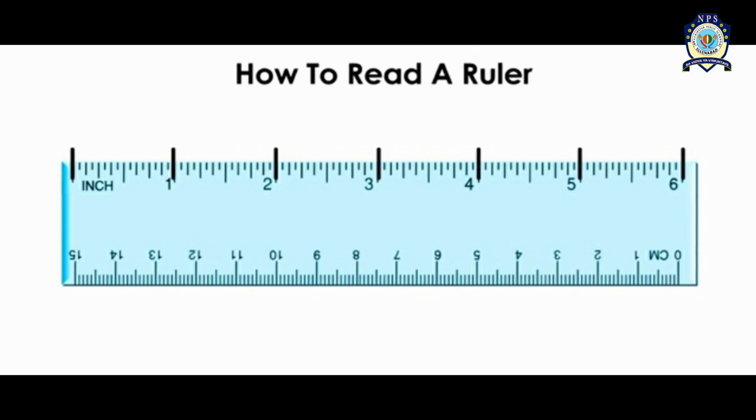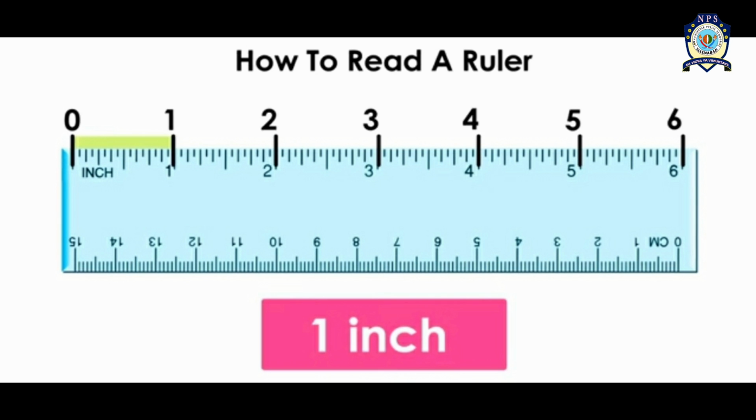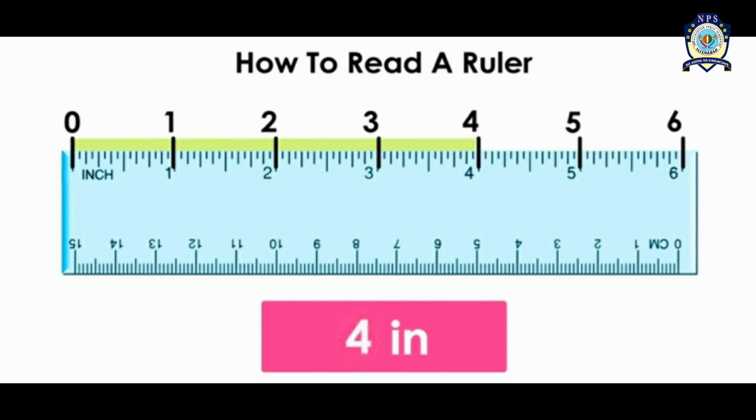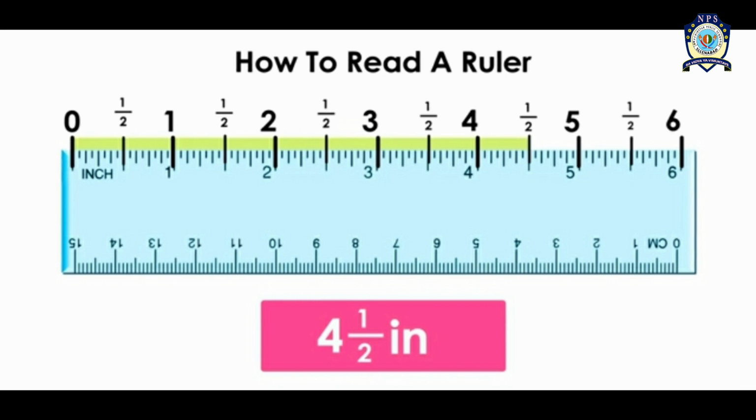Now let's find out how we should read a ruler. When finding the reading in inches, when I draw a line on 1 inch, it is in front of you what the 1 inch actually is. Now this line is of 4 inches, so you can find the 4-inch line here. And this line is showing 4.5, so you can find 4.5 easily here.